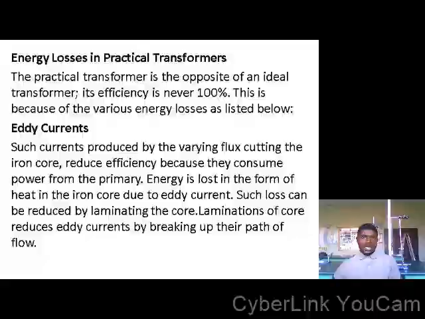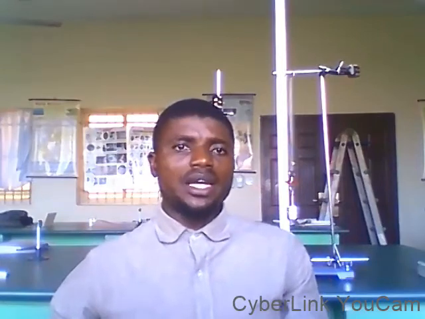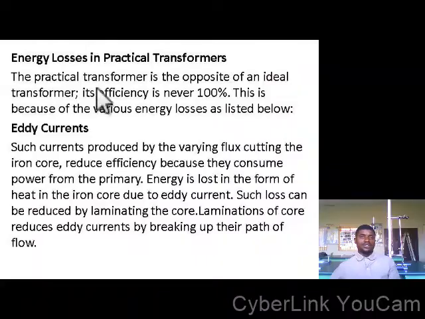We want to discuss energy losses in a practical transformer. We have two types of transformer, ideal and practical. In the practical transformer, the efficiency is never 100%. And so we want to look at the reasons behind this. Why is it that the efficiency in a practical transformer is not 100%? One, there are energy losses through eddy currents.